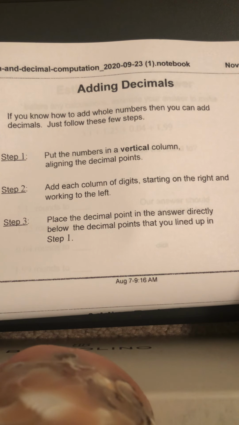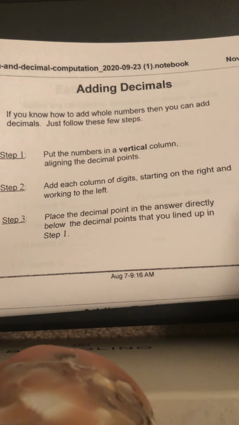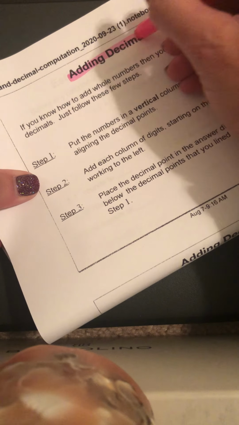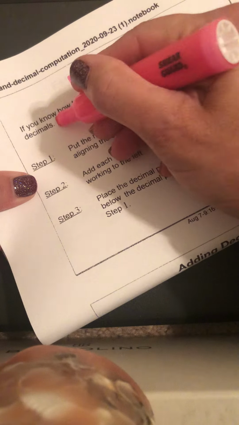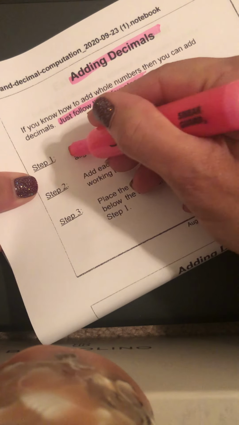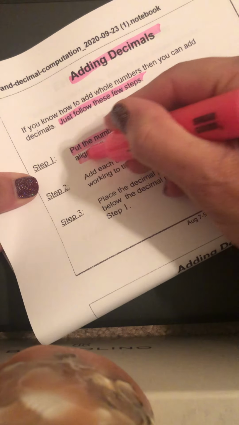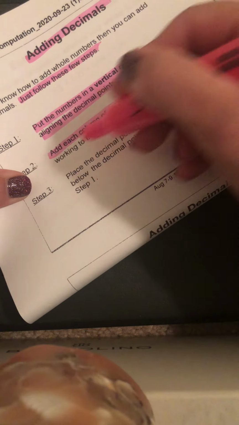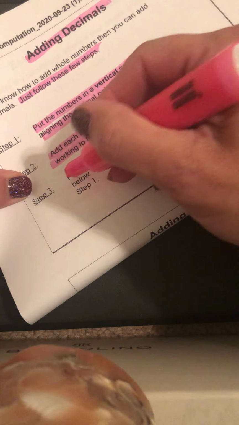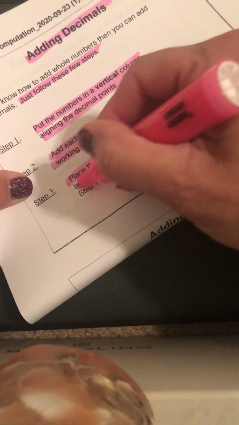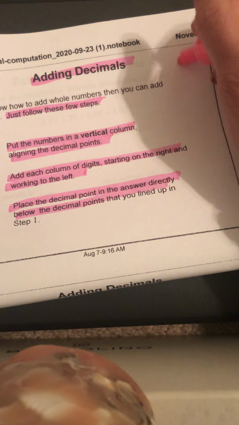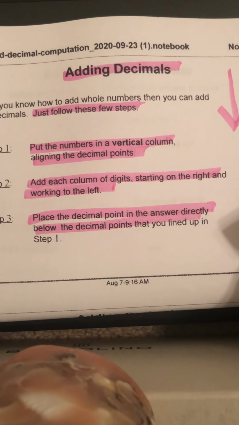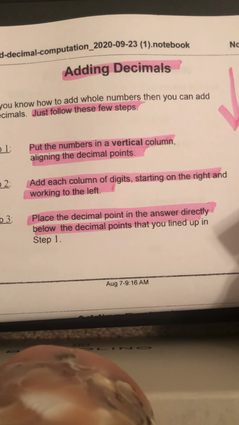So when we add or subtract decimals, the first thing we're going to do, and we'll just highlight this right here, you just follow these steps. You are going to put the numbers in vertical columns. You're going to line them up. You're going to add each column of the digits starting on the right, and then you're going to bring the decimal point straight down. So I'm even going to draw an arrow that goes down. You're going to bring the decimal point straight down. You line them up, line them up, line them up.